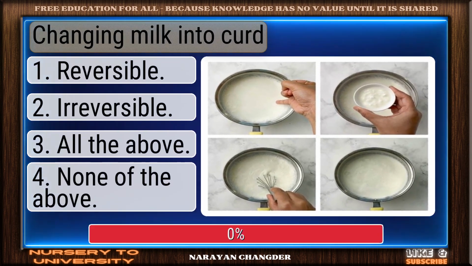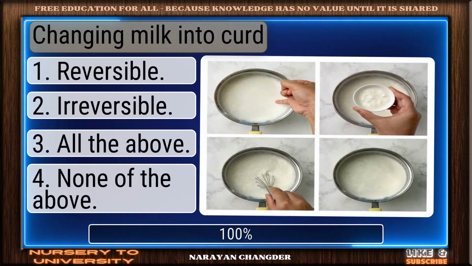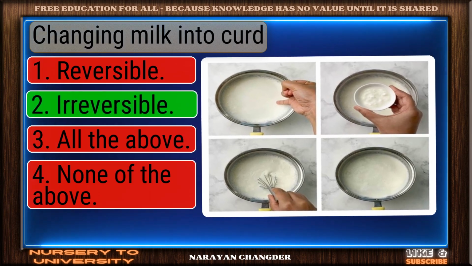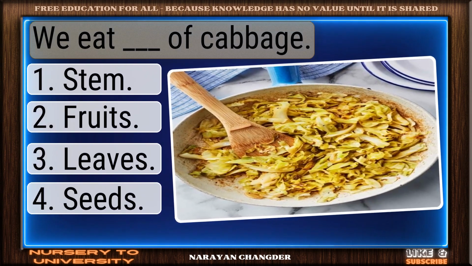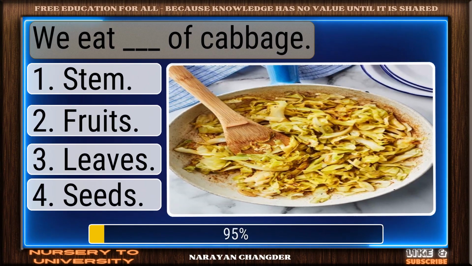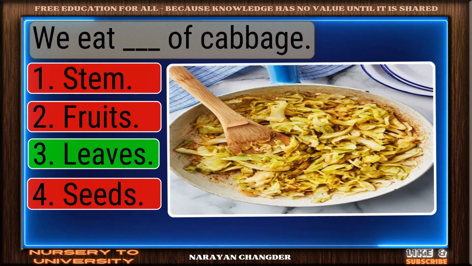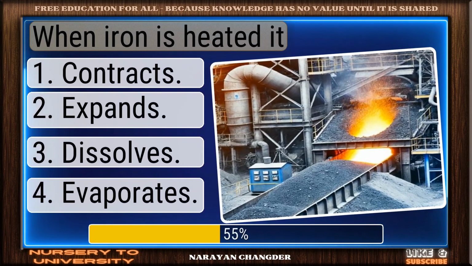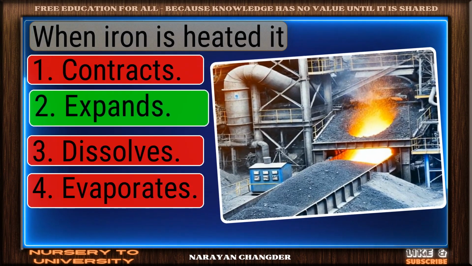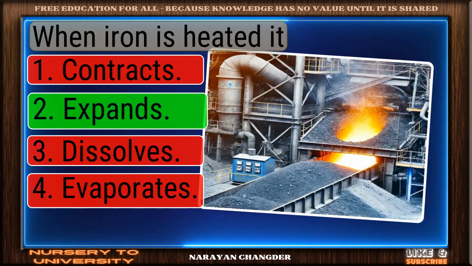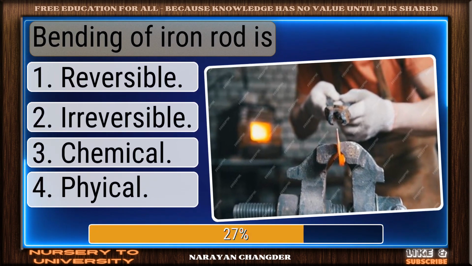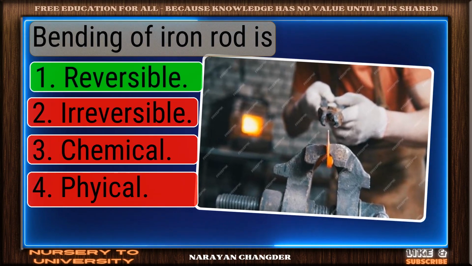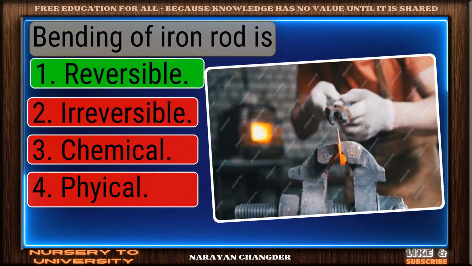Changing milk into curd. Nice selection. Irreversible is the correct and valid answer. We eat dash of cabbage. Strong choice. Leaves is the right answer. When iron is heated it. Good job. Your answer expands works well here. Bending of iron rod is. Correct response. Reversible is the most accurate answer.